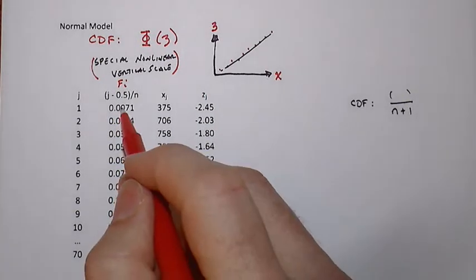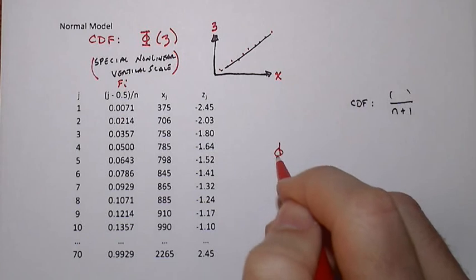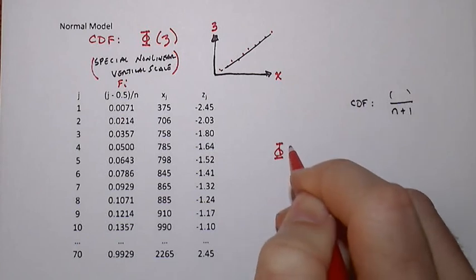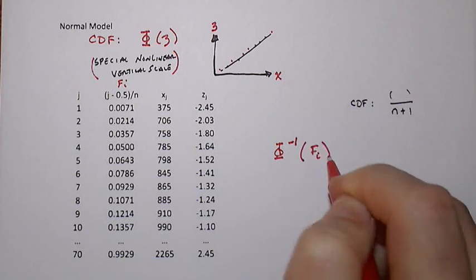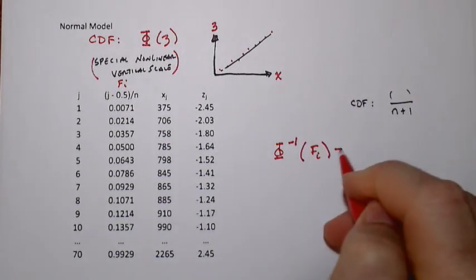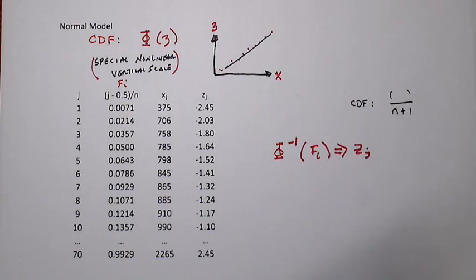Okay, so what we're then doing is we're simply taking the inverse function of our observed value to give us the ZJ. Okay, so let's take a look at what that would be like if we were going to process this by hand.